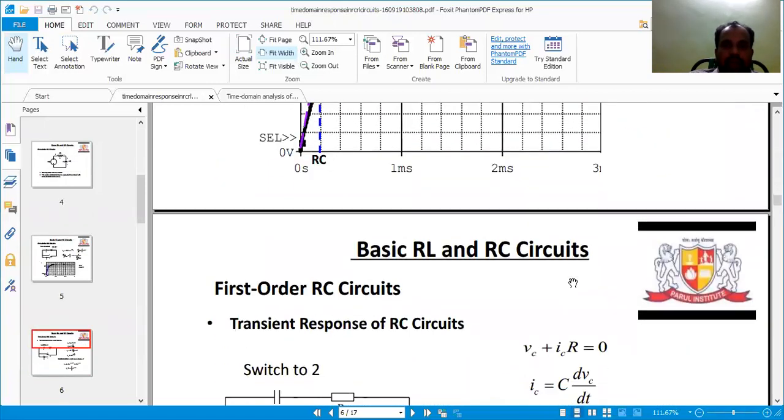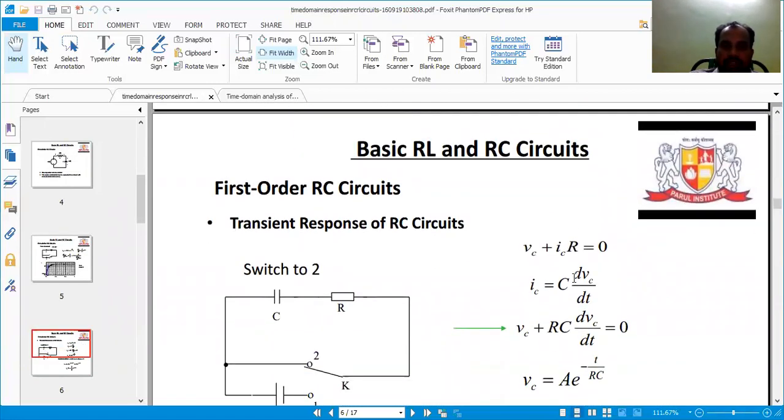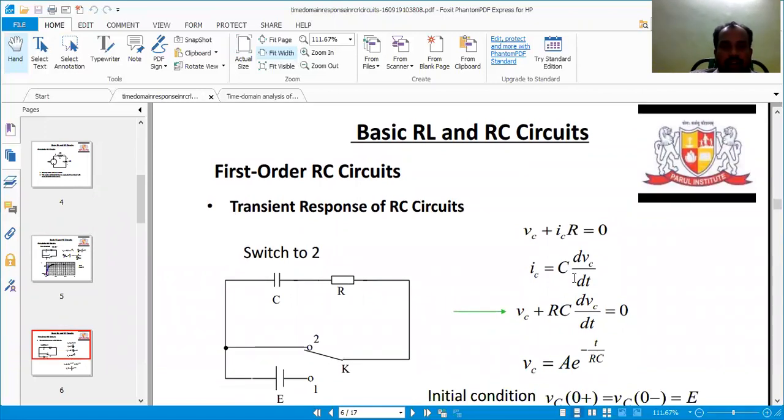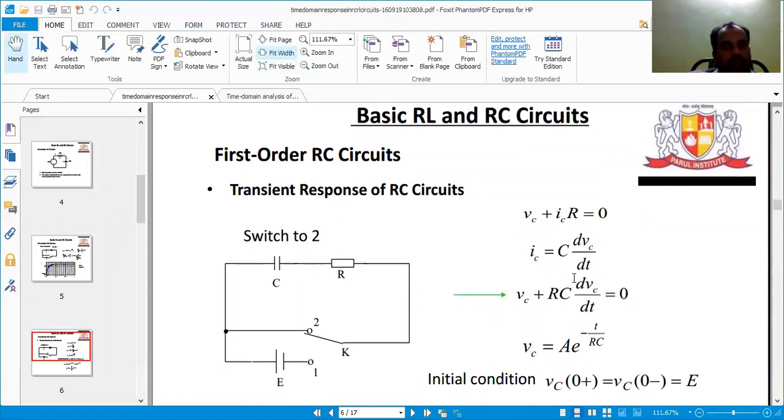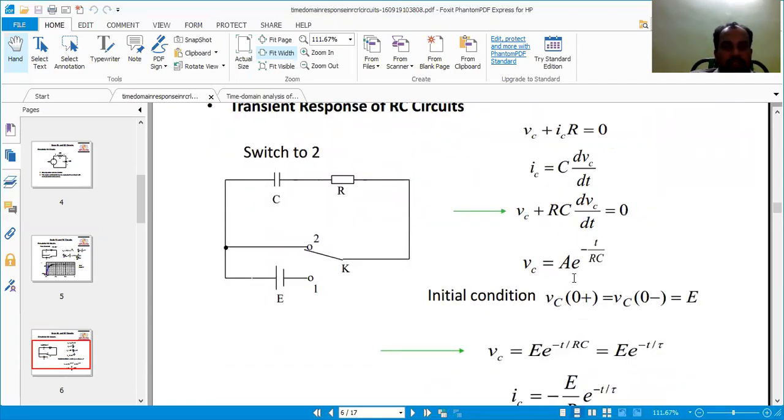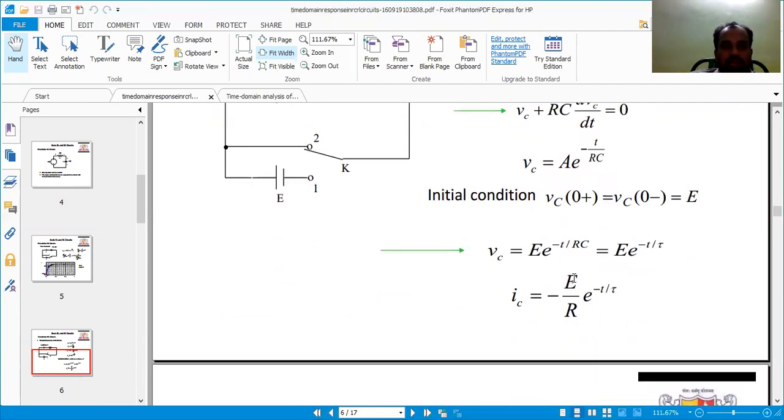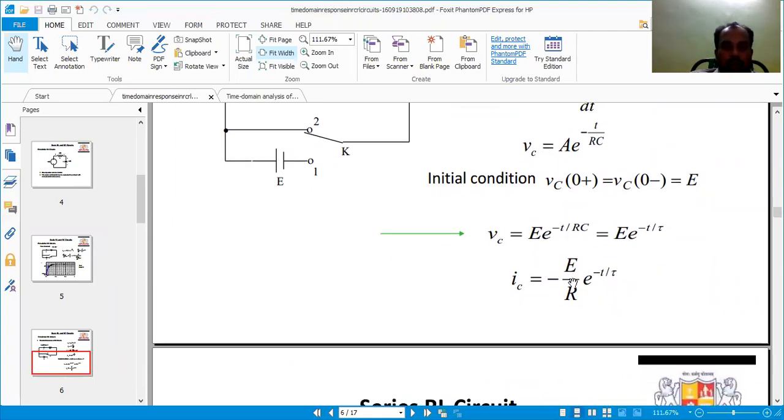Okay. And the transient response of RC circuits, now apply the KVL: Vc plus Ic into R. Okay, the voltage across the capacitor plus the voltage across the resistance equals 0. Ic equals C into dVc by dt. So Vc plus RC into dVc by dt equals 0. V equals A into e to the power of minus t by RC. Initial conditions, what will happen? Vc equals Vc of 0 minus equals E. Vc equals E into e to the power of minus t by RC, equals E into e to the power of minus t by tau.